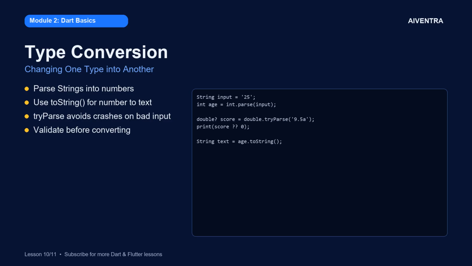Key point 3. tryParse avoids crashes on bad input. This is important because it helps you write clean, predictable Dart code and avoid common beginner mistakes.